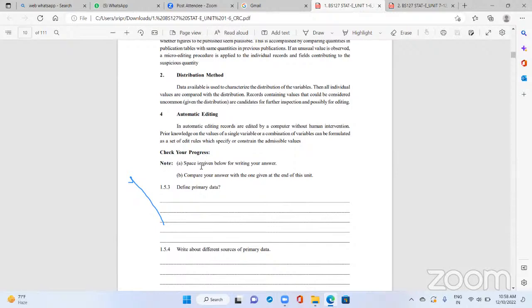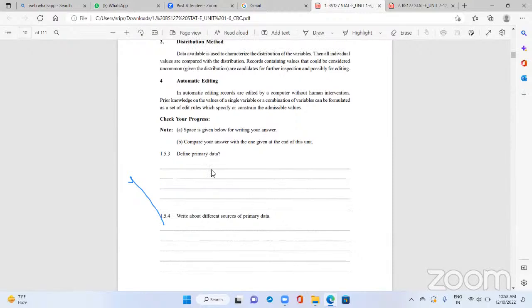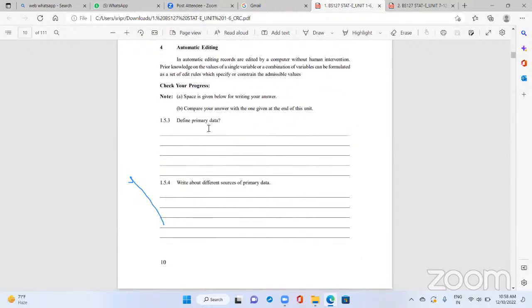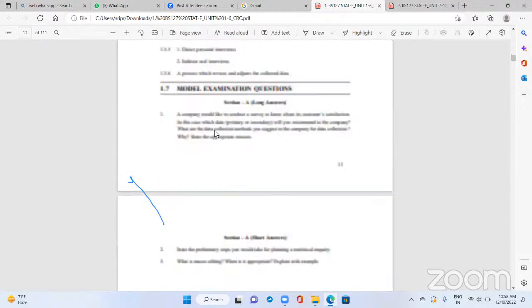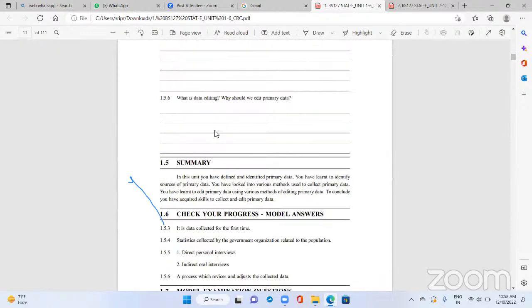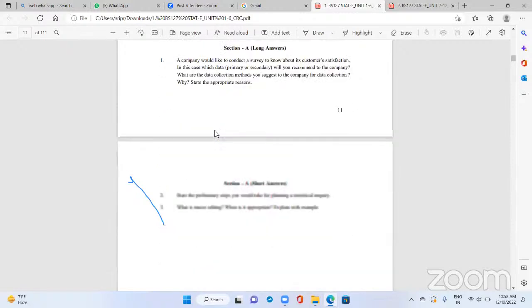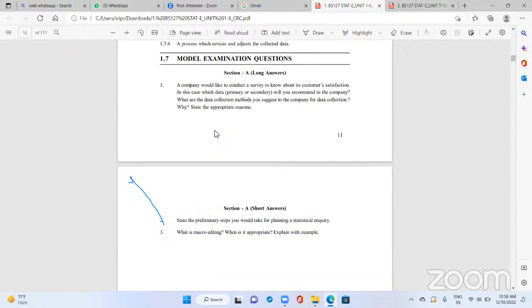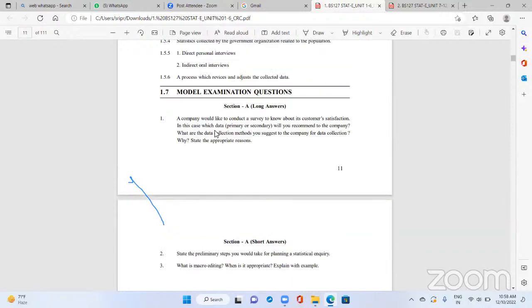So check your progress. In this topic, define primary data and explain the methods to collect primary data. That is the most important question from this topic. The first question is define primary data and what are the methods to collect primary data. Without this question, there is no question paper. This is a very, very important question. Please, students, note this point.